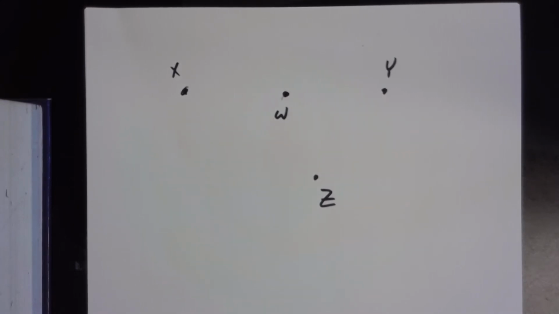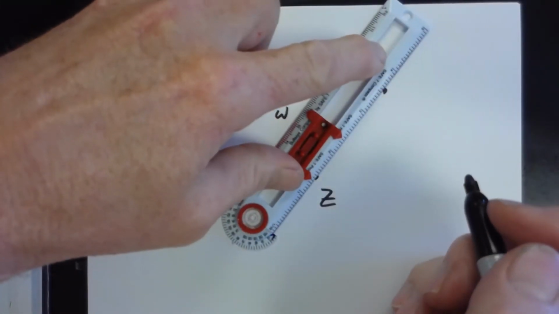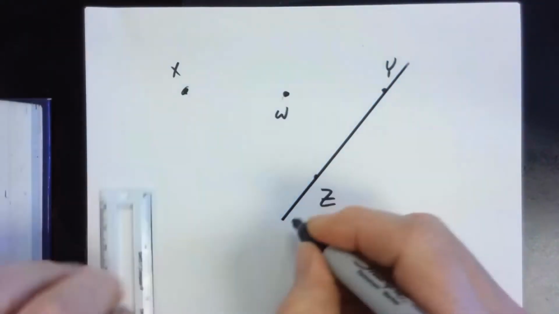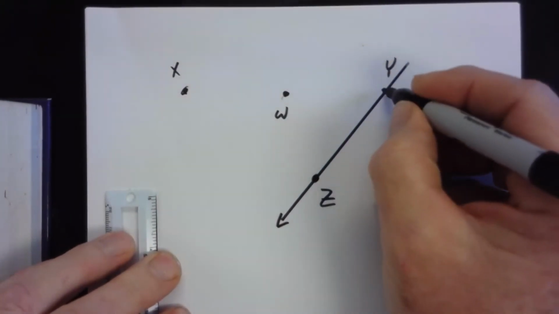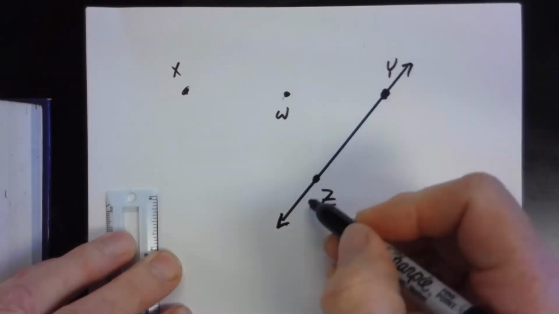The plane line postulate. Okay, let's say I have a plane here, and I have a line, and two of the points on the line are in the plane. Well, what about the rest of the line?